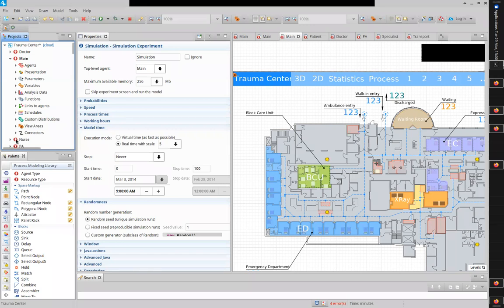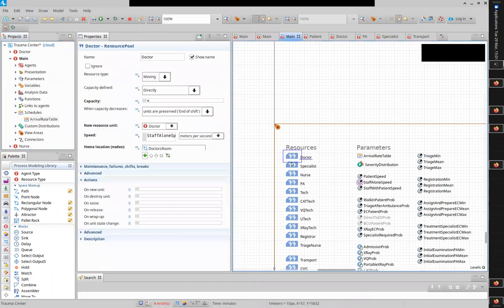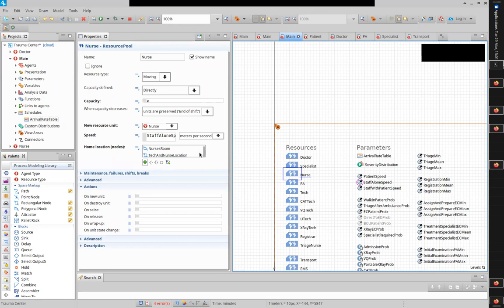Okay, so here we have a model that is composed of a set of pieces. Some of these are familiar, some are less familiar, like arrival rate tables, for example, or these resources here that indicate how many physicians do we have? What speed at which do they move? What's their home location, for example, to which they go when they're not busy? The doctor's room or the nurse's room or the nurses and techs location, et cetera.